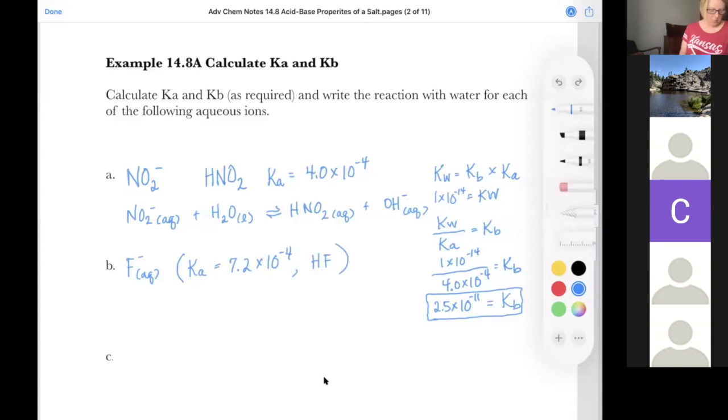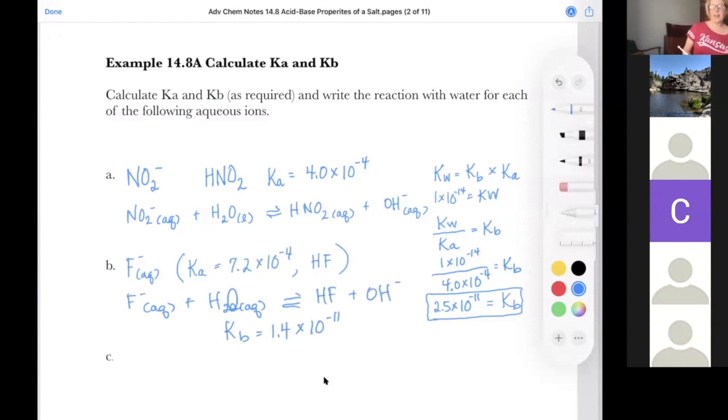Courtney, what is the reaction that you would write here, and what is the final Kb that you were able to calculate? Okay, so it's F minus aqueous plus H2O, and then on the other side, HF plus OH minus. And then the final Kb is 1.4 times 10 to the negative 11th. Very good, thank you.